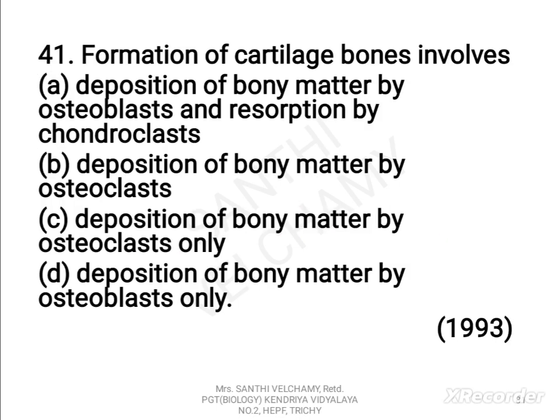Now next question. Formation of cartilage bones involves: A. deposition of bony matter by osteoblasts and reabsorption by chondroclasts, B. deposition of bony matter by osteoclasts, C. deposition of bony matter by osteoclasts only, D. deposition of bony matter by osteoblasts only. The correct answer is A. Deposition of bony matter by osteoblasts and reabsorption by chondroclasts. That is the correct answer.